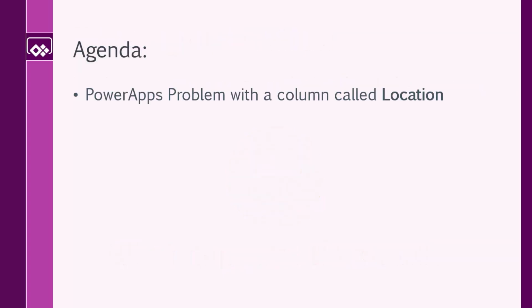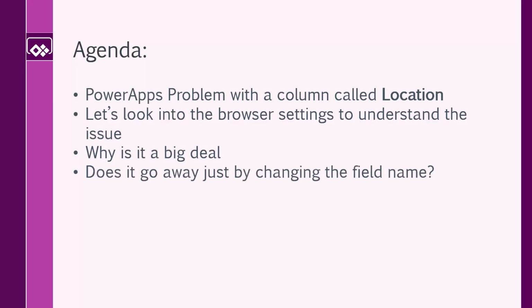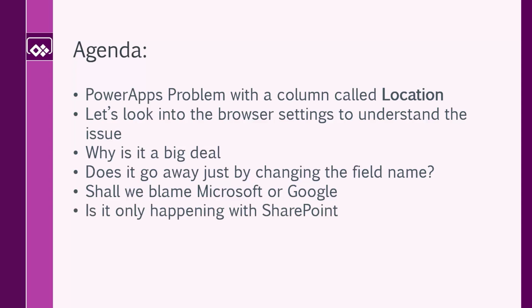We start with the PowerApp problem with a column called location. Then let's look into the browser settings to understand the issue, why it is a big deal, and does it go away just by changing the field name? Shall we blame Microsoft or Google, or basically is it just a browser problem or a PowerApps problem? And finally, is it only happening with SharePoint?